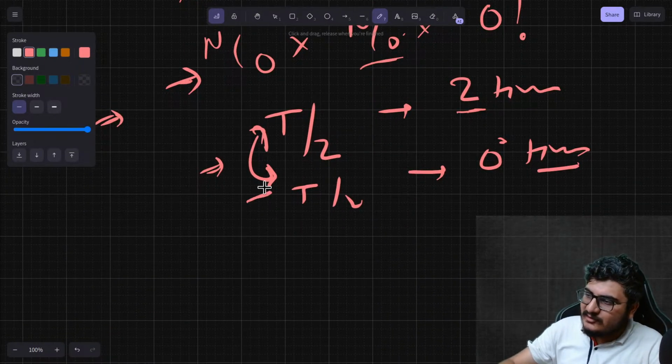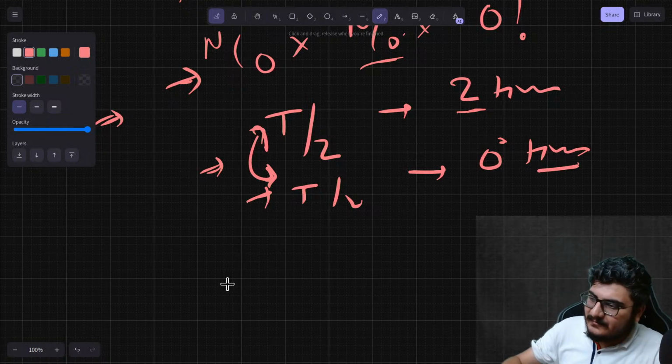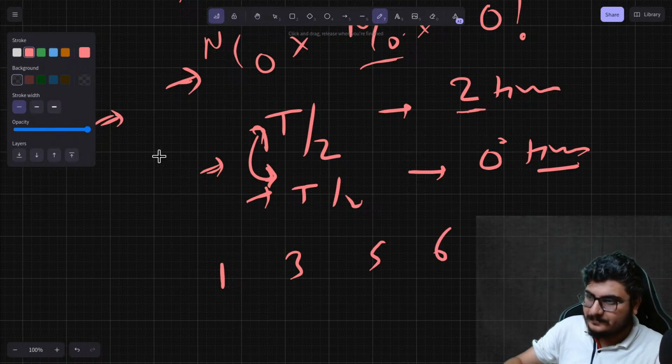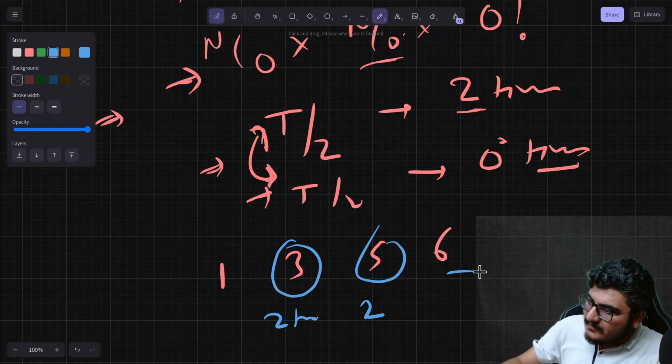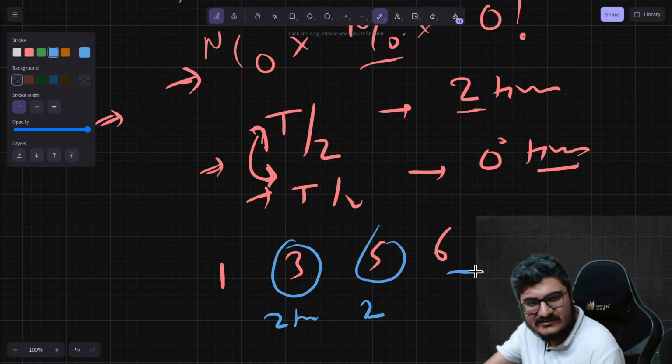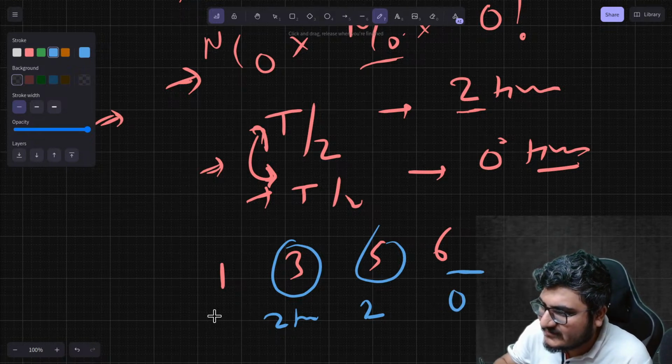For this T by 2 pairing, we cannot directly choose any random number, because if you see 1 3 5 6, it's not possible to make 3 and 5 2 times, because 6 is the highest number. Wherever 6 goes, it would be the largest number. It's not possible to have a combination like this.